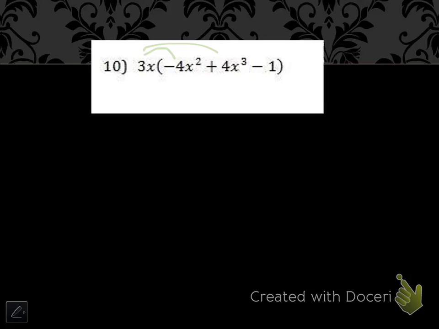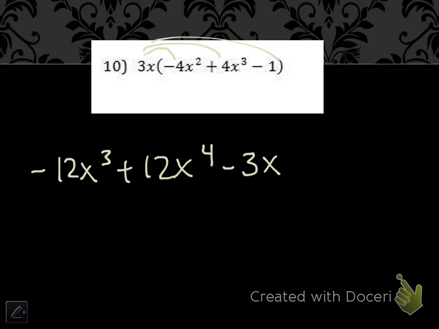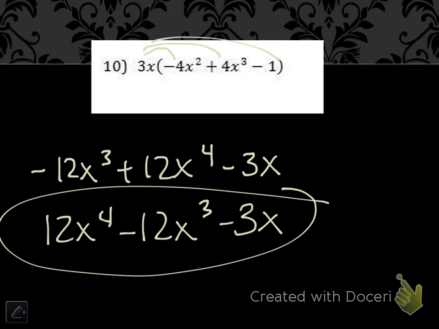Okay, this one we got to distribute it. So 3x times negative 4x squared is negative 12x cubed. 3x times 4x cubed is positive 12x to the 4th. And 3x times negative 1 is negative 3x. Make sure it's written in standard form. So we got 12x to the 4th minus 12x cubed minus 3x. There's my answer.